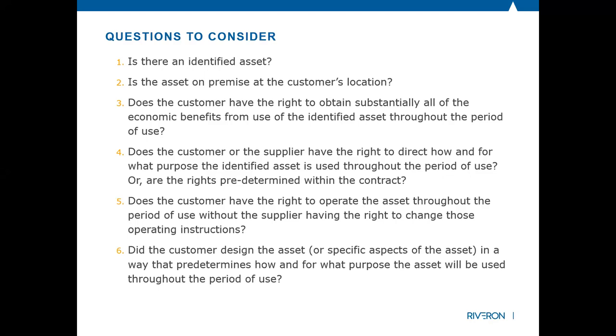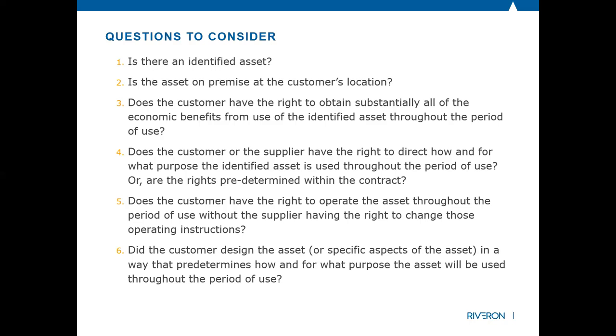So, all right, questions to consider. Is there an identified asset? Through our previous webinars to date, we've kind of pounded that in already. Is the asset on premise at the customer's location? This nuance can help you determine control in some circumstances where it's questionable. Does the customer have the right to obtain substantially all of the economic benefits from the use of the identified asset throughout the period of use? There's a lot going on there, but the substantially all of the economic benefits, that is going to be a key point when looking at some of these embedded leases.